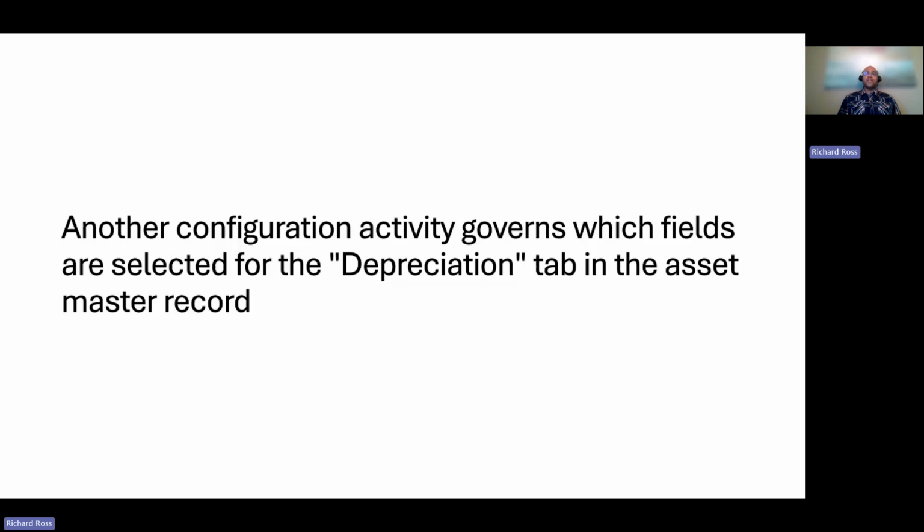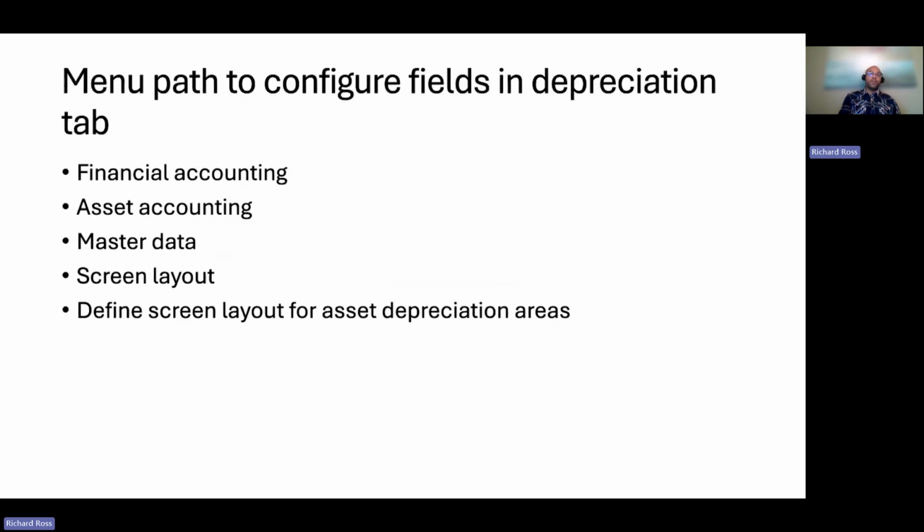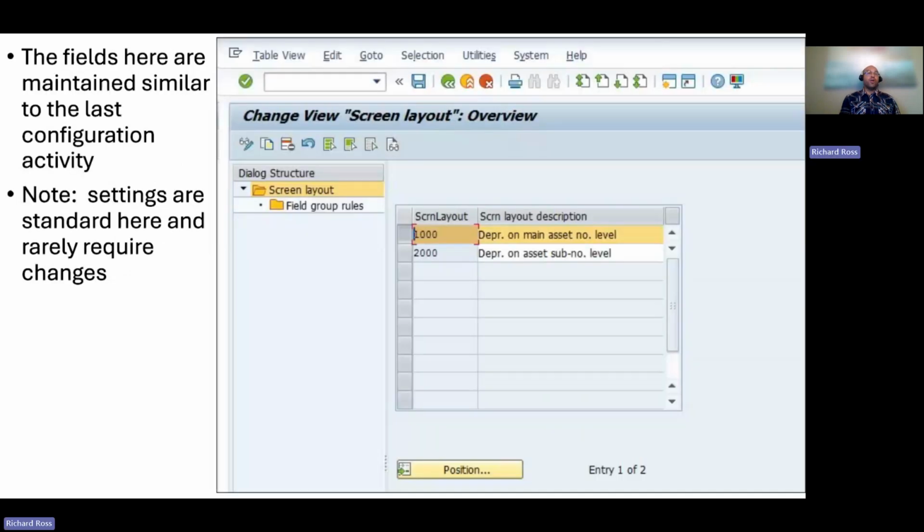Another configuration activity governs which fields are selected for the depreciation tab in the asset master record. So here's the menu path to configure fields in the depreciation tab. Financial accounting, asset accounting, master data, screen layout, define screen layout for asset depreciation areas. Okay, the fields here are maintained similar to the last configuration activity, but just note settings are standard here and rarely require changes.